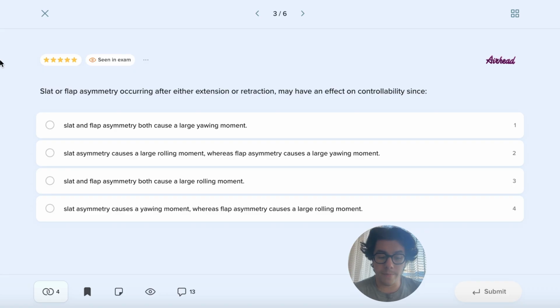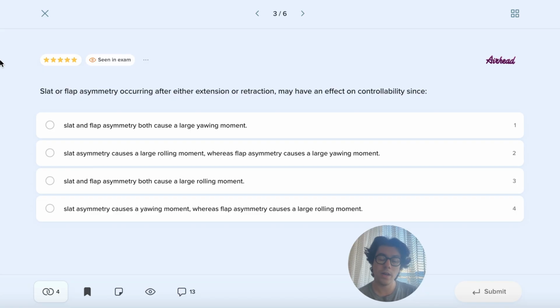For question number 3, this asks us about the slat or flap asymmetry after either extension or retraction, and how this can affect our controllability. Flaps are high lift devices, however slats serve a slightly different purpose. So just to differentiate both of them, flaps, like we just said, increase the coefficient of lift, and also they will increase the drag, allowing us to have a steeper approach angle with lower speed, as well as they will decrease our stall speed, making approaches safer.